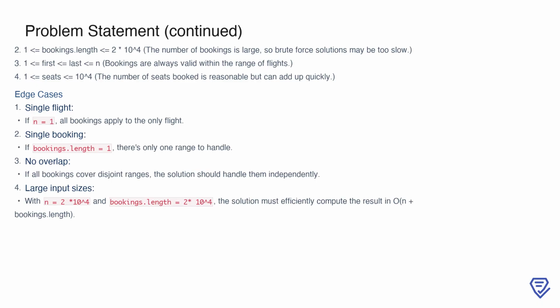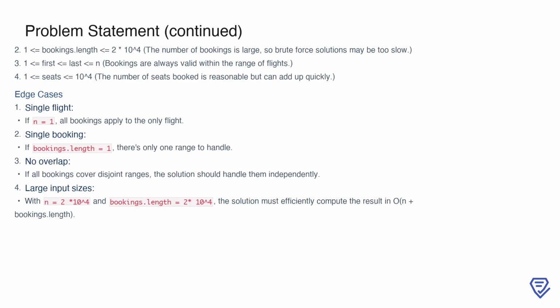Additionally, bookings are always valid, meaning the flight ranges given will fall within the total number of flights. We must also consider edge cases like having only one flight, where all bookings apply to the same flight, or having only one booking, which simplifies the task to processing a single range.